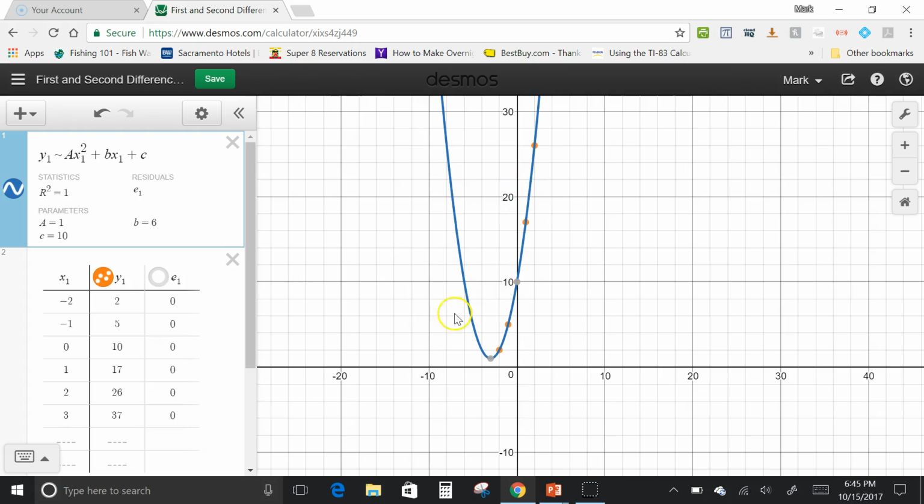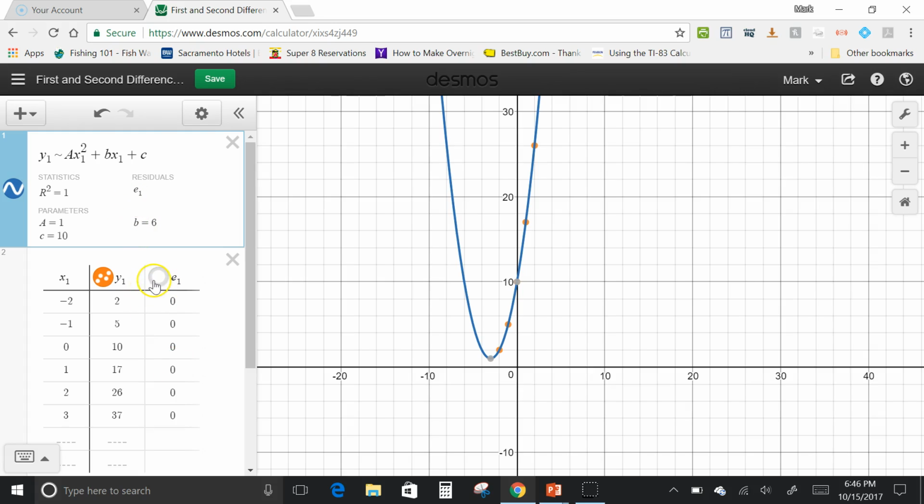It tells me my r value, or r squared value, is 1. It does have residuals, which we'll get to at another time. We're not going to worry about that right now. That's actually what this row is. It tells me how much it varies, which it doesn't vary at all. So my residuals are all at 0. That means it's a perfect pattern.